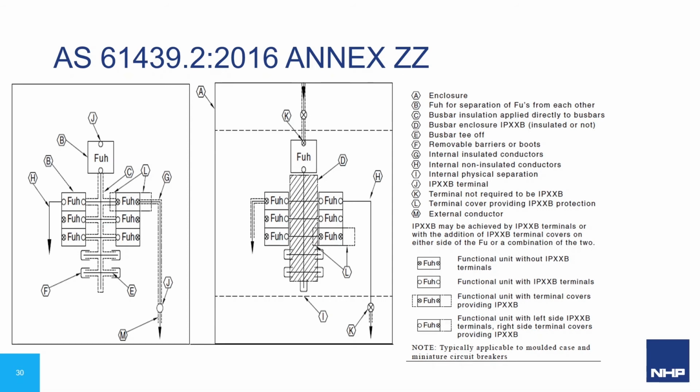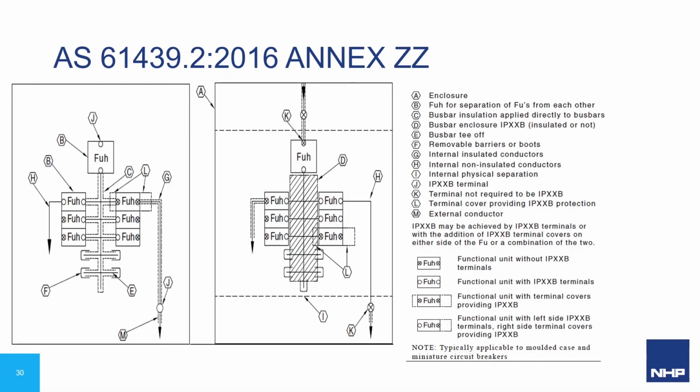Annex ZZ also gives some detailed example drawings of the different forms when using alternate methods of construction. Its key details: functional unit housing, noted as B, busbar protection, noted as C or D, and F for tee-off caps, bare or insulated internal conductors, as indicated by G or H, if any physical barriers are required, shown as I, location of terminals and whether terminals are IP2X or not, by J and K, covers for terminals on functional units, shown by L, and lastly, internal conductors indicated by M.